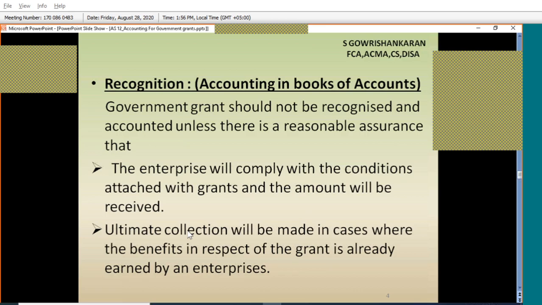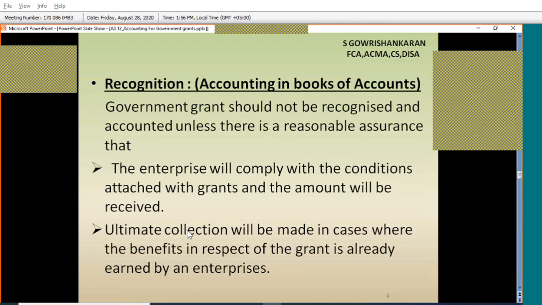Say for example, you achieved all the conditions. Then a new government came, the old government left after an election. The new government announces a new policy that we will not entertain such things, we will not give grants. In such a case, ultimate collection is doubtful. Even though you achieved the condition the old government asked for, the new government says no, this grant we are not approving. Then ultimate collection is not there.